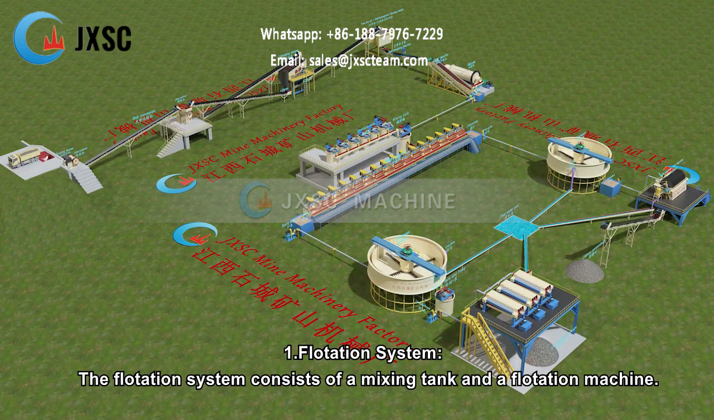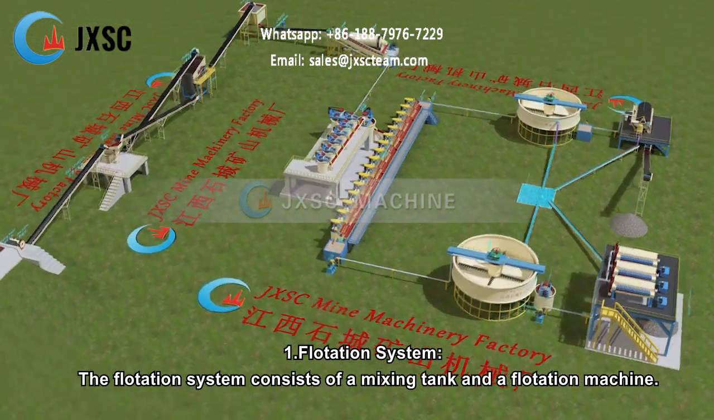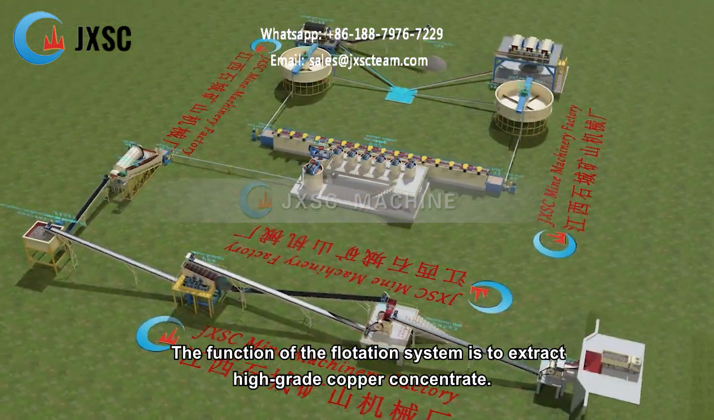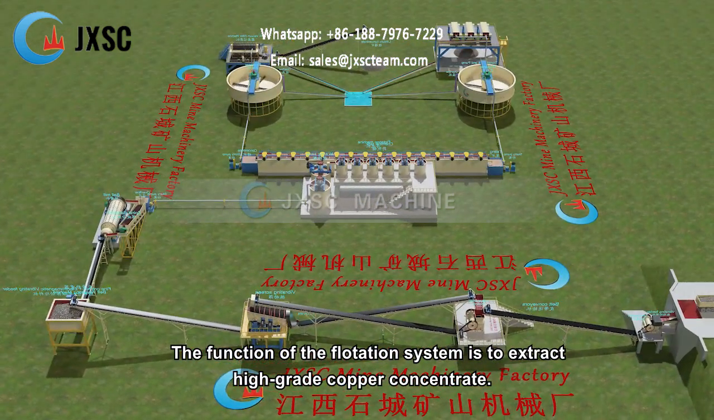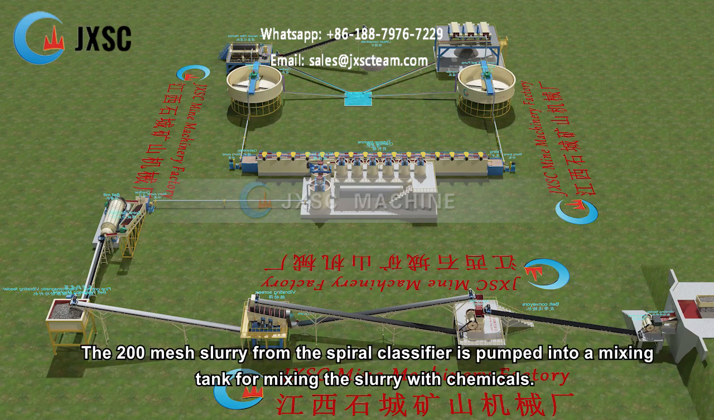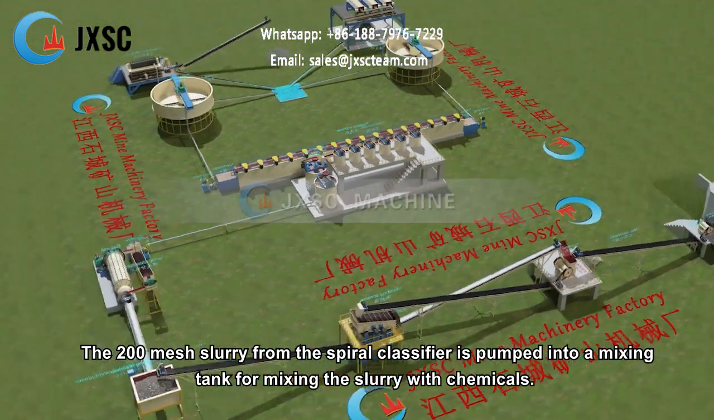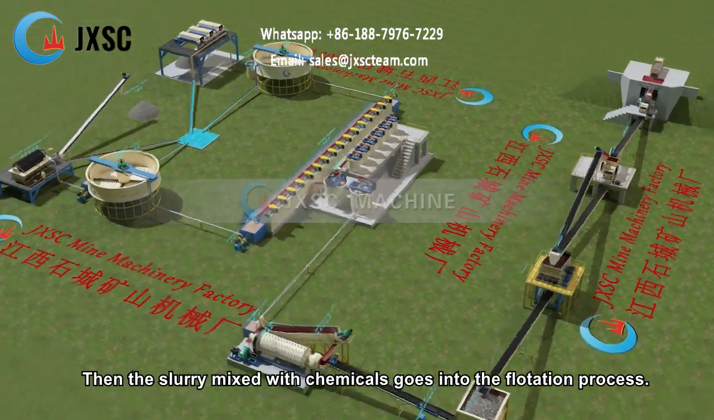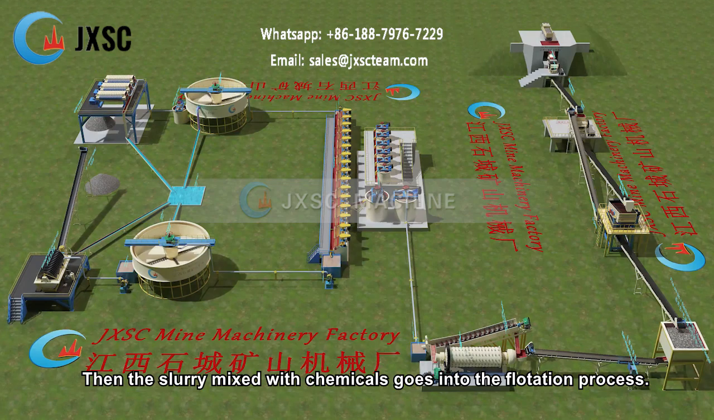3. Flotation system. The flotation system consists of a mixing tank and a flotation machine. The function of the flotation system is to extract high-grade copper concentrate. The 200 mesh slurry from the spiral classifier is pumped into a mixing tank for mixing the slurry with chemicals. Then the slurry mixed with chemicals goes into the flotation process.